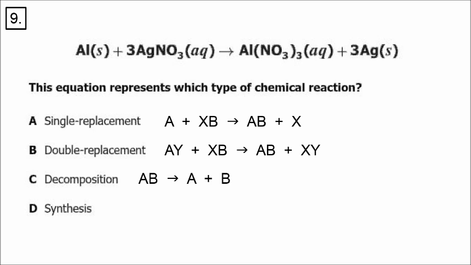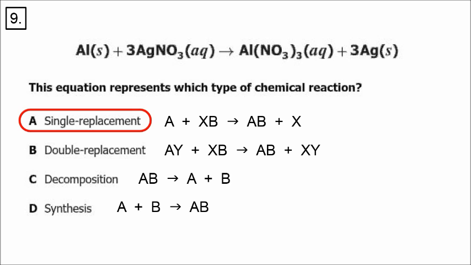Decomposition involves one chemical breaking up into at least 2 or more substances. And then synthesis would be the opposite of that. We have 2 or more substances combined together to make one. So this particular reaction has an element and a compound on each side. The correct answer is A, single replacement.